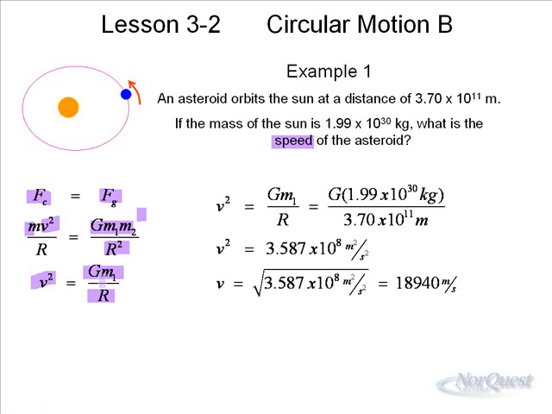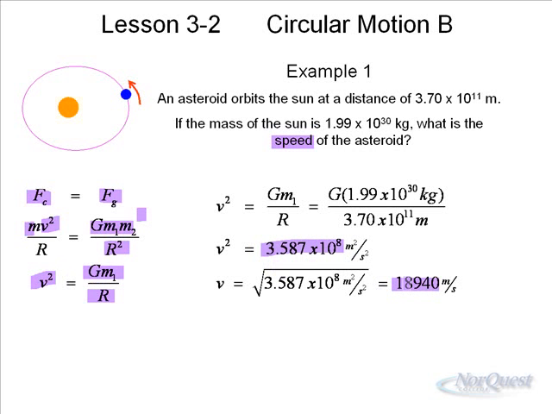Remember that m1 is 1.99 times 10 to the 30, the mass of the sun, divided by r, that is how far the asteroid is from the sun. We get v squared is equal to a fairly large number. When we take the square root, we get 18,940 meters per second. That is very fast.